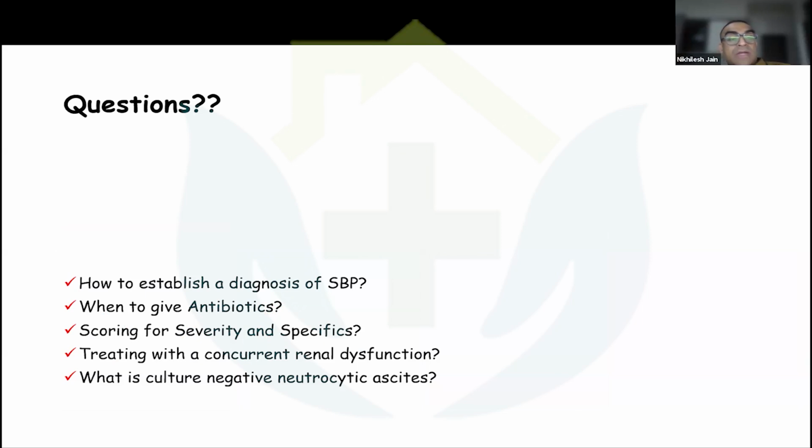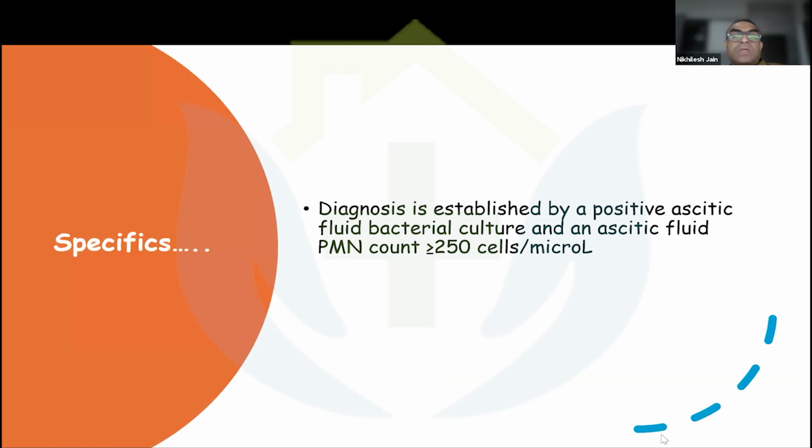So questions that come into this is how to establish a diagnosis of spontaneous bacterial peritonitis. When do you decide to give antibiotics? How do you score for severity and certain specifics? Do you treat for concurrent renal dysfunction or not? And what is culture negative neutrocytic ascites? So diagnosis is established by a positive ascitic fluid bacterial culture and an ascitic fluid polymorph count, which is more than or equal to 250 cells per microliter.